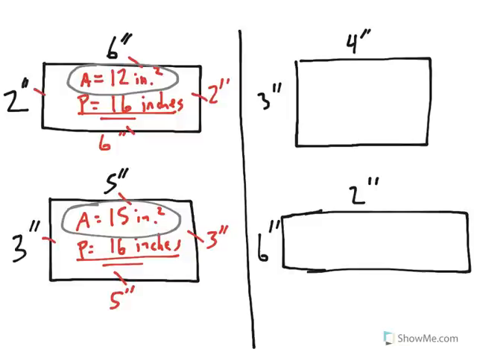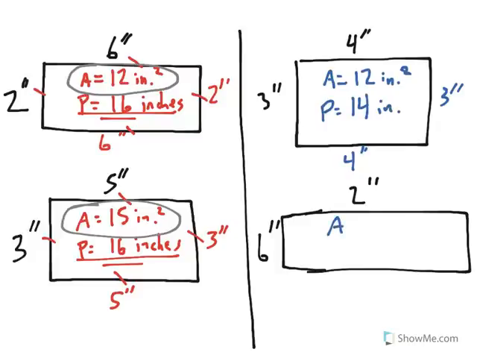Now moving over to the other side, the area of this shape I know is 3 times 4, or 12 inches squared. There's the square. And the perimeter of this shape would be, when I add these all together, I would get a total of 14 inches.